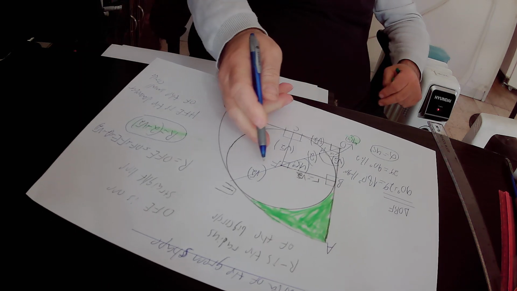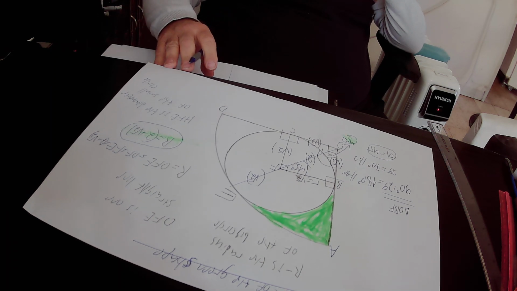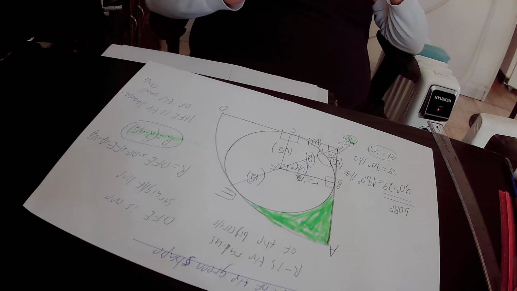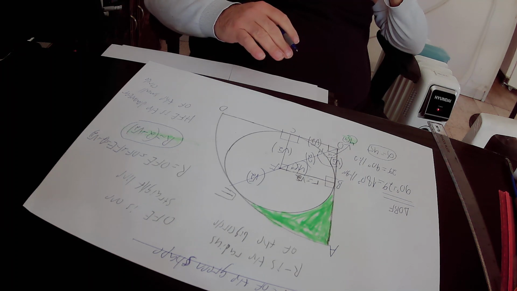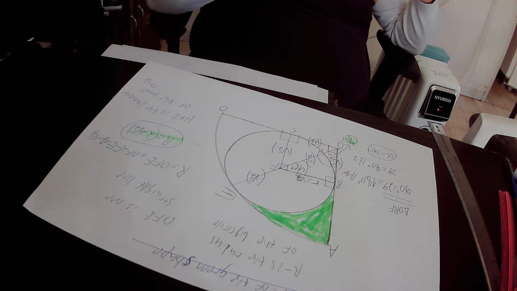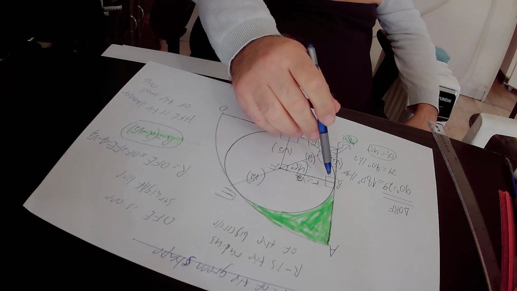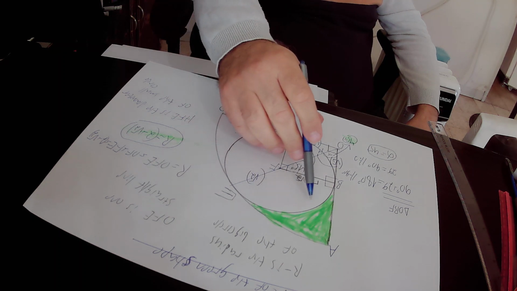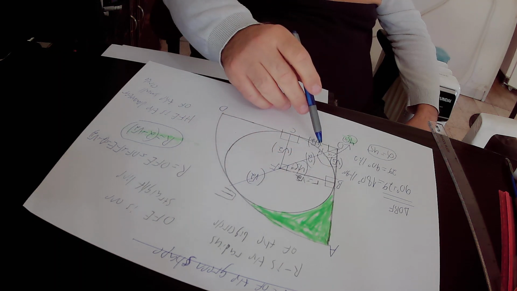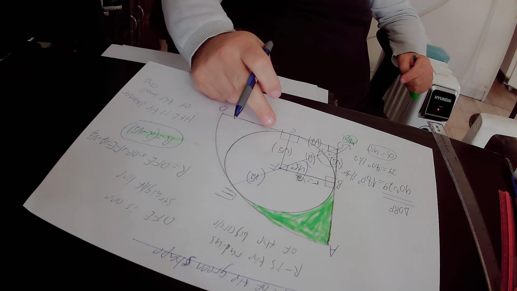So HFE is the diameter of the small circle. We know that any diameter of any circle bisects the circle into two halves, or divides the circle into two equal areas. So this is the first area and this is the second area, and those two areas are equal to each other.